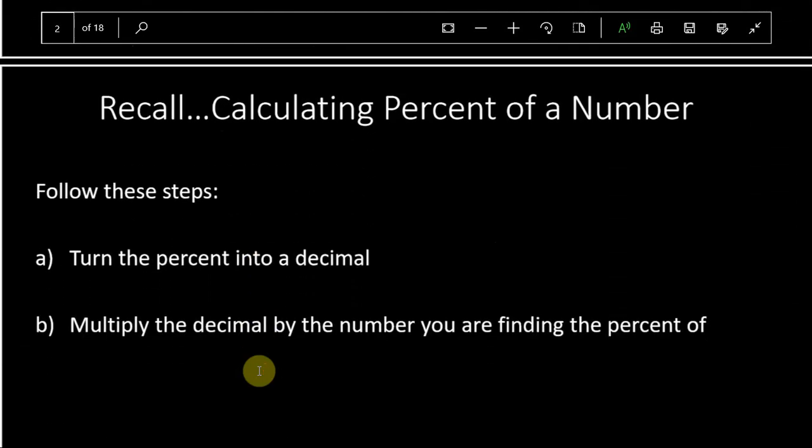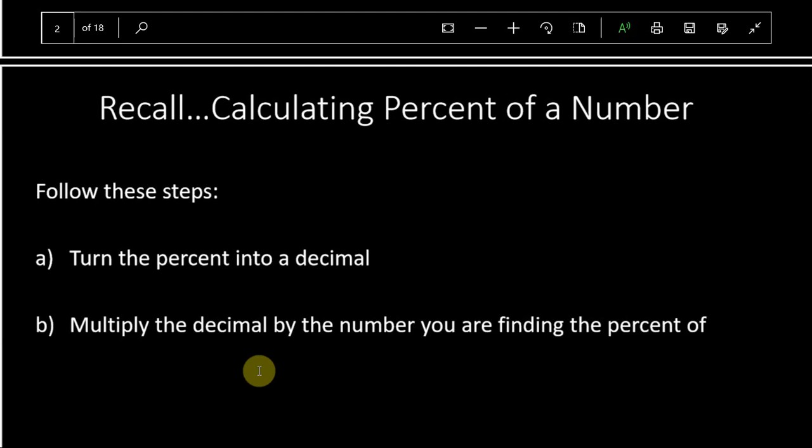So just another really quick review. Calculating percents of a number. When we're calculating the percent of a number, you're going to follow these steps. Step number 1 is you're going to turn the percent into a decimal. Step number 2 is you're going to multiply that decimal by the number you are finding the percent of.